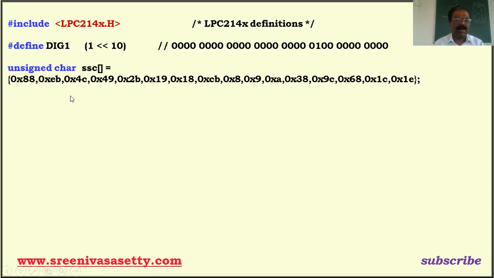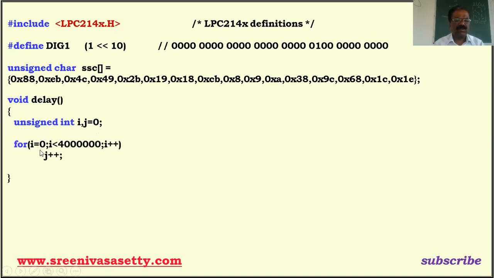Next, here I am going to write the delay program. This is the name of the delay function, the beginning of the function, and the end of the function. Now here, unsigned int i, j equal to 0. Then for i equal to 0, i less than 40 lakhs, that is true.